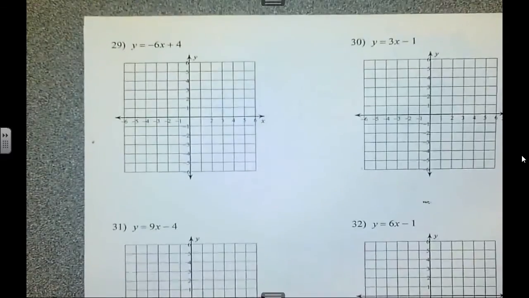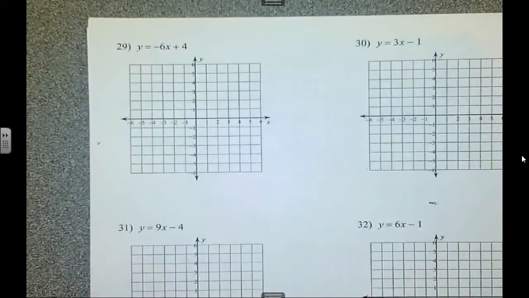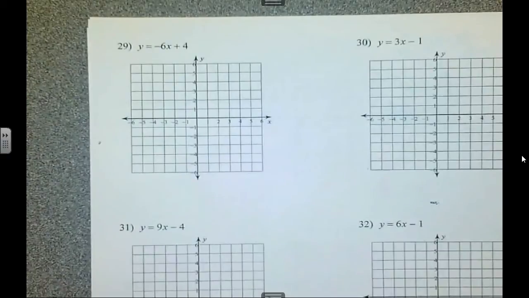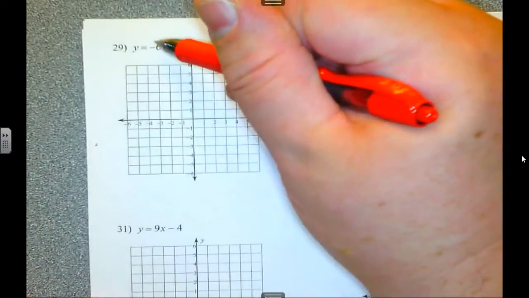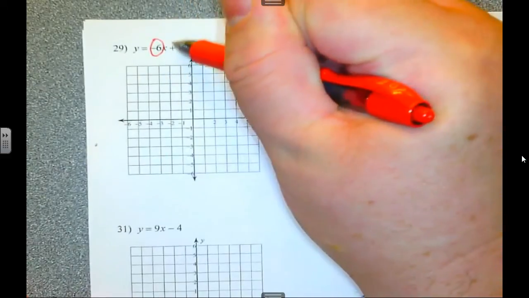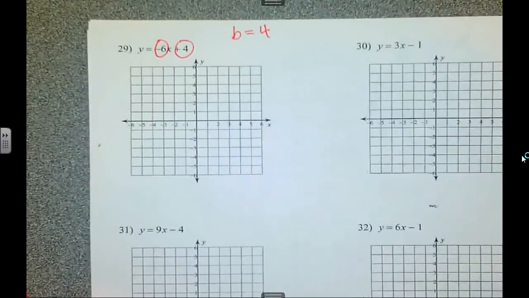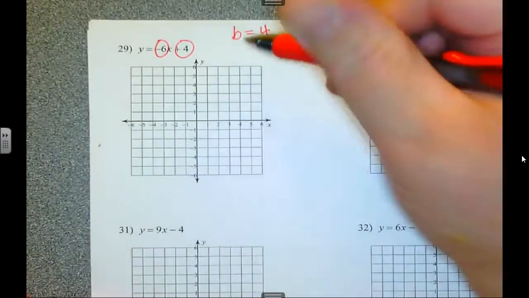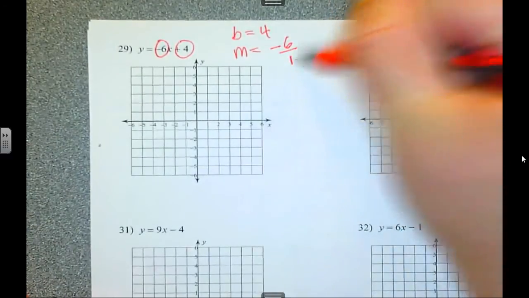The last page, or it's actually easy. You don't have to solve for y. It's already solved for it. Right. Or page 4. Yeah, I meant to put this section before the harder section, but that's okay. Like number 29. My b is 4. We don't have to solve for y because it's already by itself. My slope is -6. I always like it as a fraction.